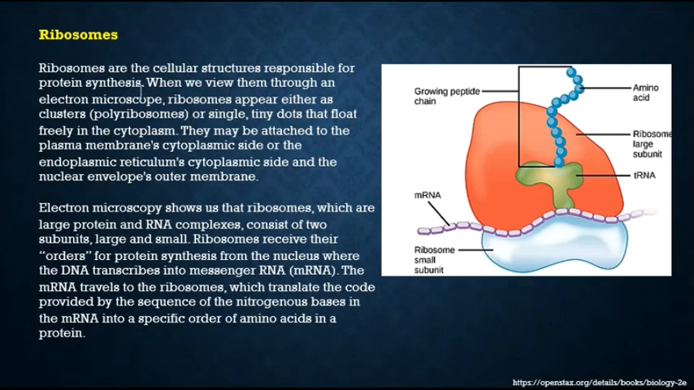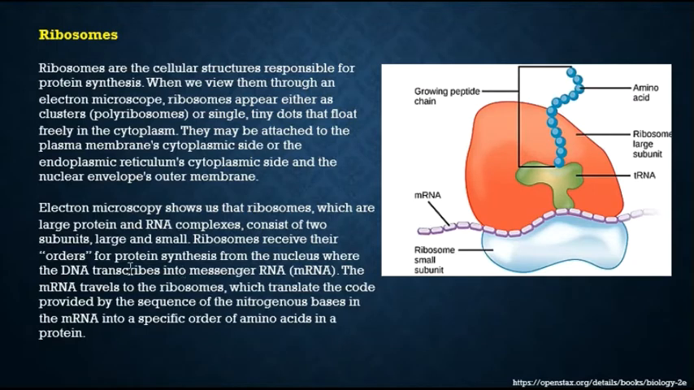Now, ribosomes. These are the cellular structures which are responsible for protein synthesis. Ribosomes appear either as clusters or single tiny dots that float freely. They may be attached to the plasma membrane or the endoplasmic reticulum. Electron microscopy shows that ribosomes, which are large protein and RNA complexes, consist of two subunits, large and small. These two subunits are also entirely different for prokaryotes and eukaryotes, which we will learn later.